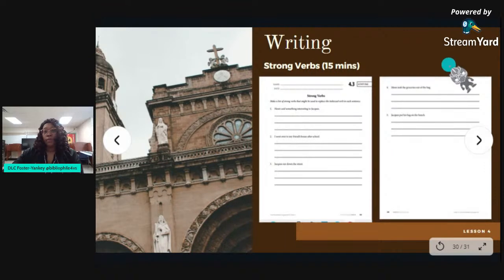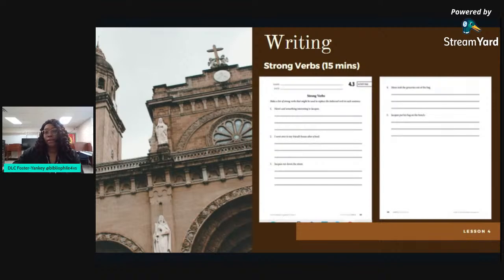Then they'll move on to activity page 4.3. The teacher will read the directions and the class will complete number 1 together. Students will complete the remainder of the activity independently. The teacher will conclude the lesson with a check for understanding.